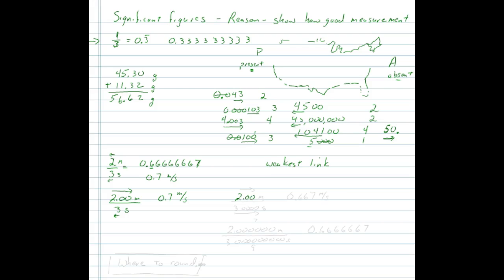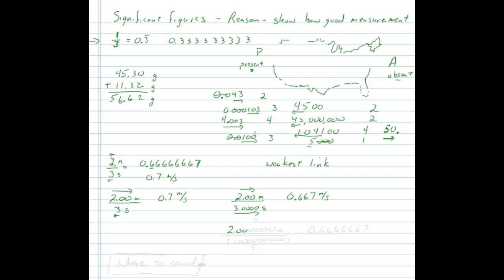If you have 2.00 meters and 3.000 seconds, 1, 2, 3, with point present. 1, 2, 3, 4, 5. 3 is worse than 5, so your answer is going to be 0.667. 3 significant digits long. You notice how well your answer looks compared to that 2. They should be in the same size range.